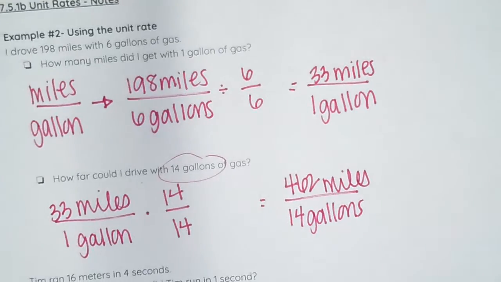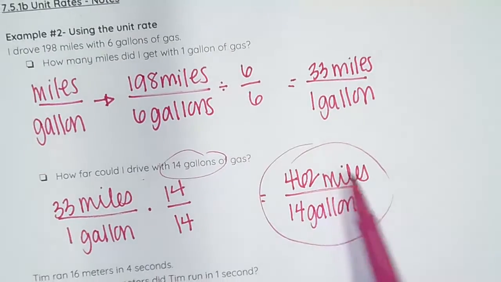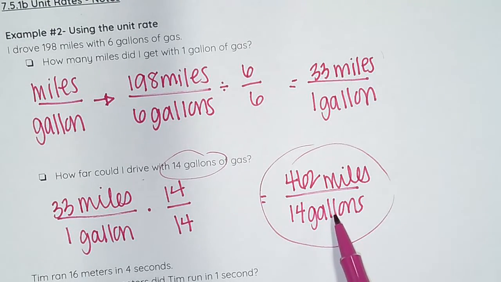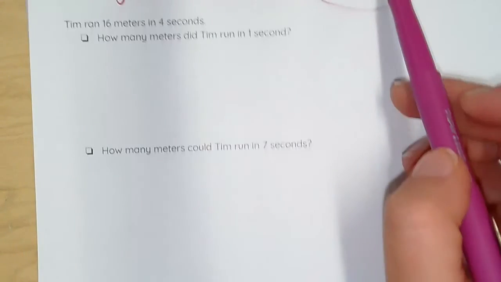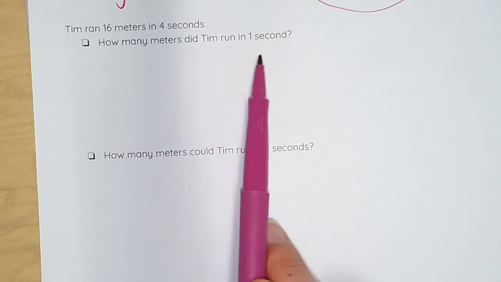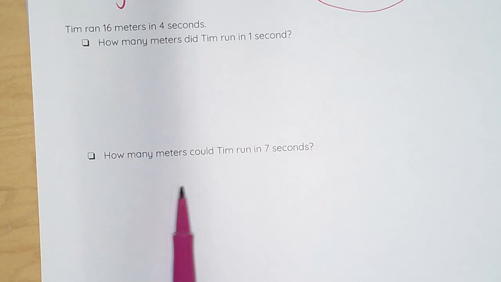So, how far could I drive with 14 gallons of gas? I could drive 462 miles with 14 gallons of gas. There's one more example here. I would like you to pause the video and go ahead and determine how many meters did Tim run in 1 second and how many meters could Tim run in 7 seconds.